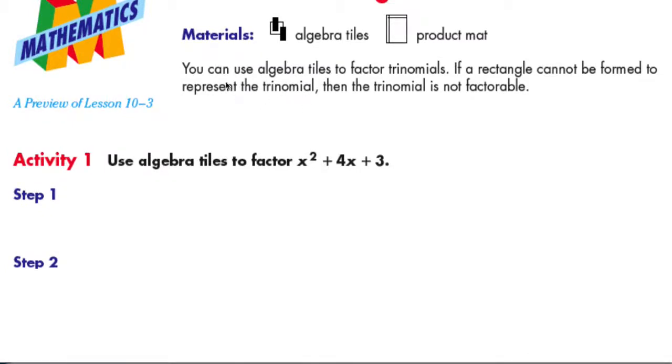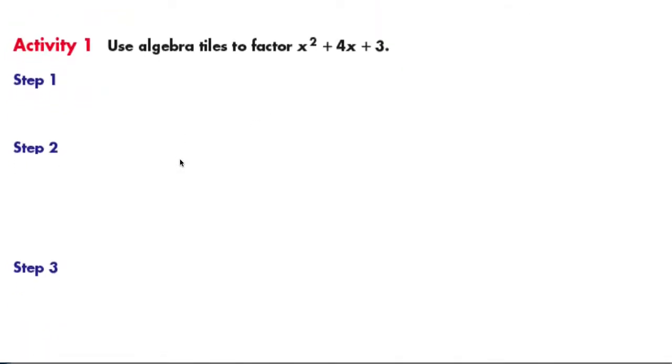Before we do that, you can use algebra tiles to factor trinomials. Remember, a trinomial is a polynomial with three terms. If a rectangle cannot be formed to represent a trinomial, then the trinomial is not factorable. So if you're using algebra tiles, and for some reason you cannot form a rectangle with those tiles, then it is not factorable. The trinomial is said to be prime. So let's take a look at activity number 1.